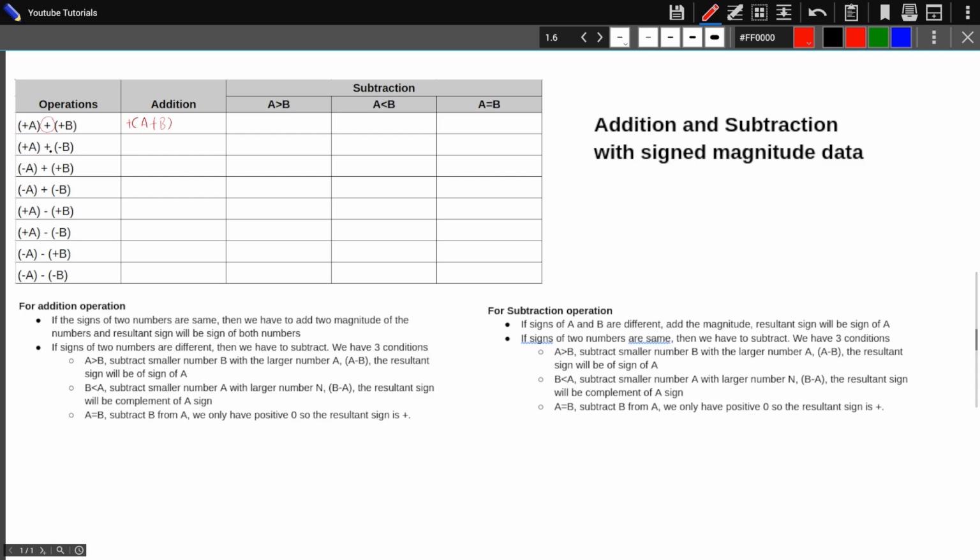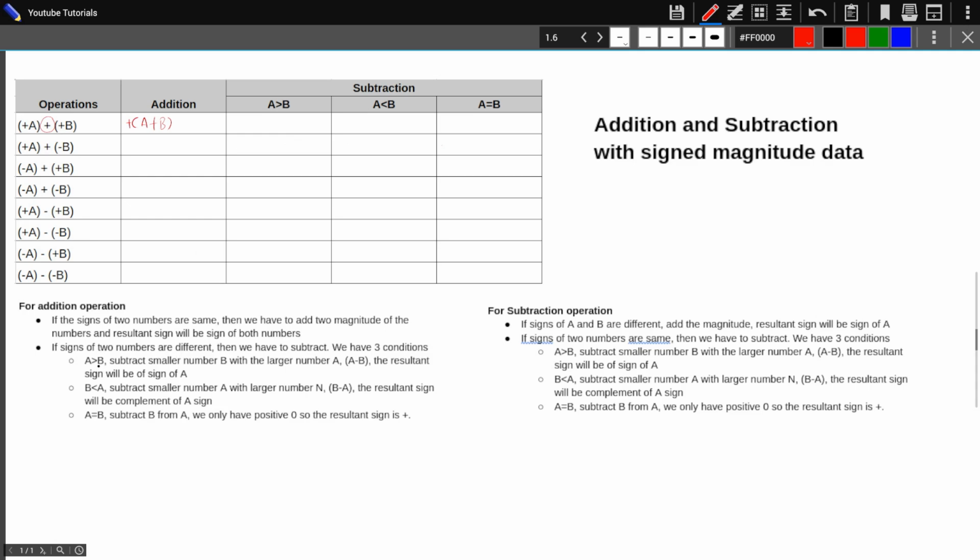Okay, now we'll go to the second row. We see that the two signs are different for A and B, so the first rule does not apply here. We need to move on to the second rule. If the signs of two numbers are different, then we have to subtract. For that we have three conditions, so these three conditions will be applied and addition will not be applied in this particular case.